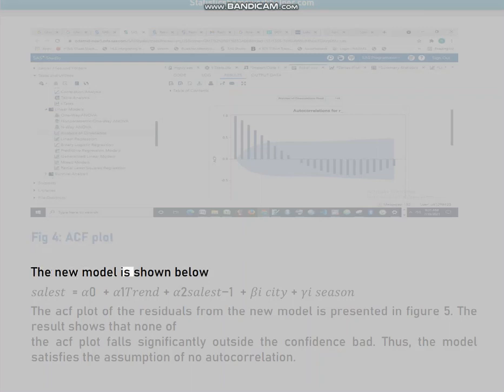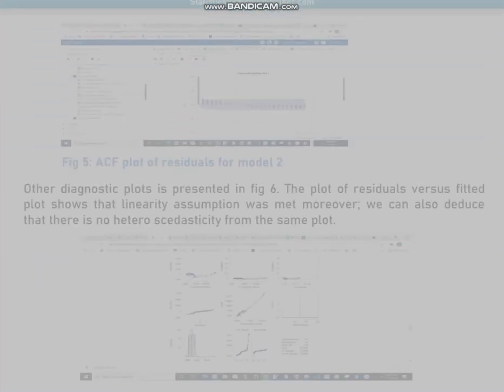The new model is shown below: y equals beta 0 plus beta 1 times trend plus beta 2 times y lagged by 1 plus error. The ACF plot of the residuals from the new model is presented in Figure 5. The result shows that none of the ACF plot falls significantly outside the confidence band. Thus, the model satisfies the assumption of no autocorrelation. Fig 5, ACF plot of residuals for Model 2.